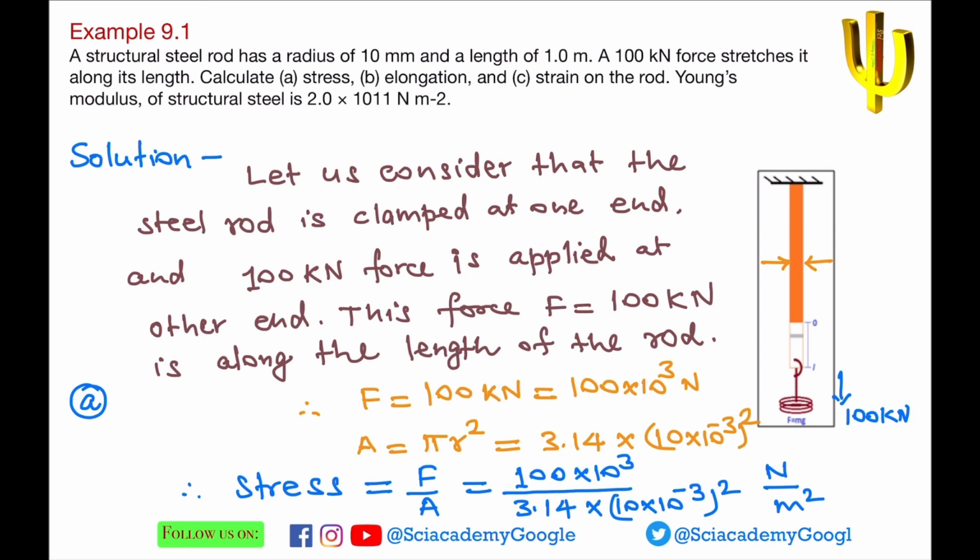Therefore, force is equal to 100 into 10 to the power 3 Newton, and the area of cross section of the rod can be calculated by A is equal to pi r square, where r is given as 10 into 10 to the power minus 3 meter. So area is this much. Now we have to calculate the stress. So the first part is this.